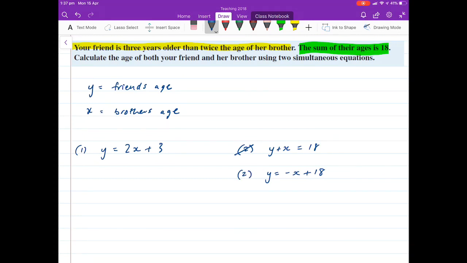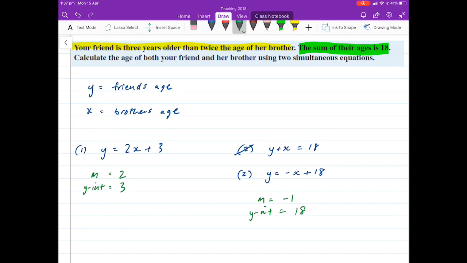Okay. From here, based on the previous videos we've looked at, we're going to identify the two things that you need to be able to graph these two equations. They are, of course, the gradient and the y-intercept. The gradient of equation 1 is 2, and the y-intercept is 3. The gradient of equation 2 is -1, and the y-intercept is 18.